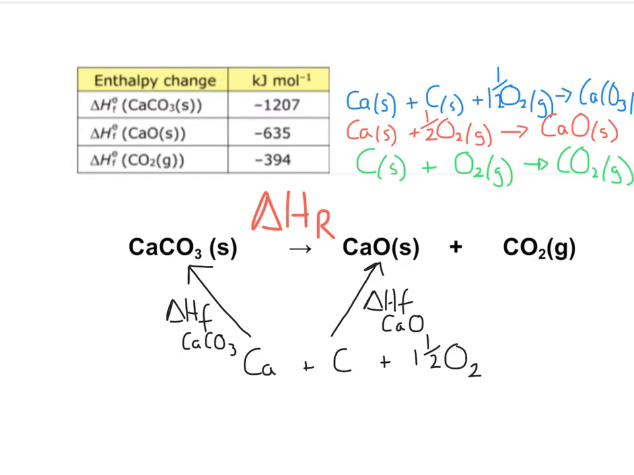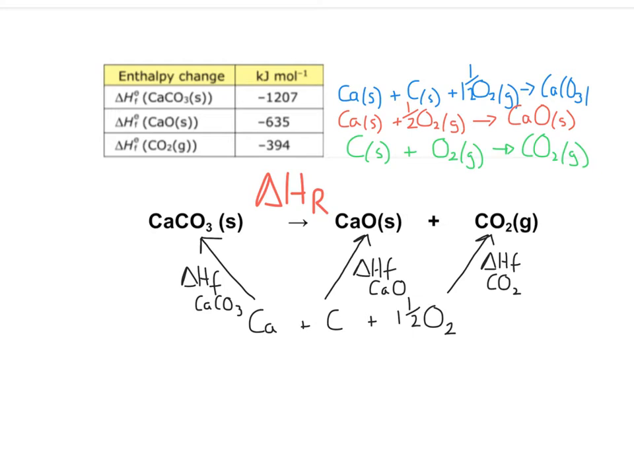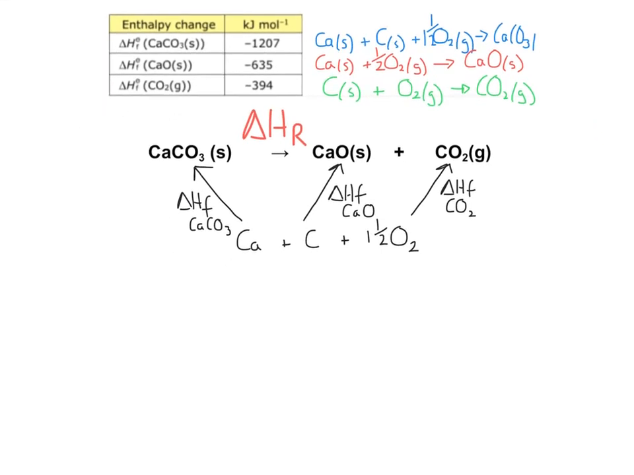Now left over on the bottom line, after forming calcium oxide, I have got the elements needed to form carbon dioxide, and the black arrow that I have just drawn is the delta HF for carbon dioxide. Now I'm going to use Hess's law, and I'm going to use the 2 routes that I could take, 1 direct and 1 indirect, and we are going to use it to work out this delta HR.